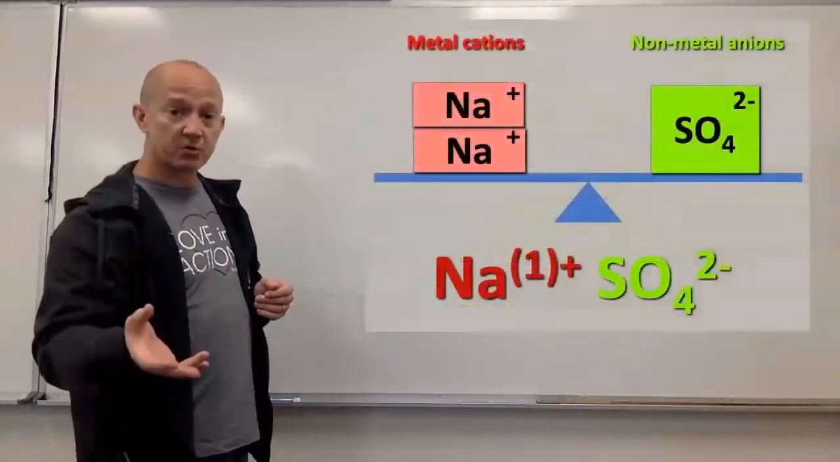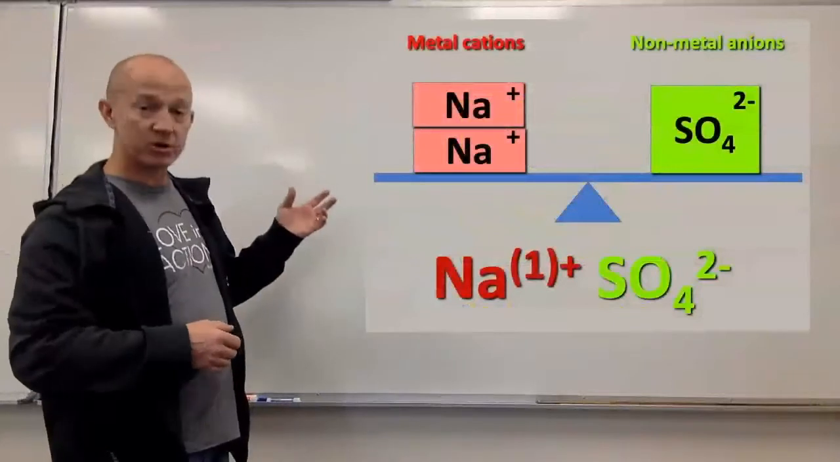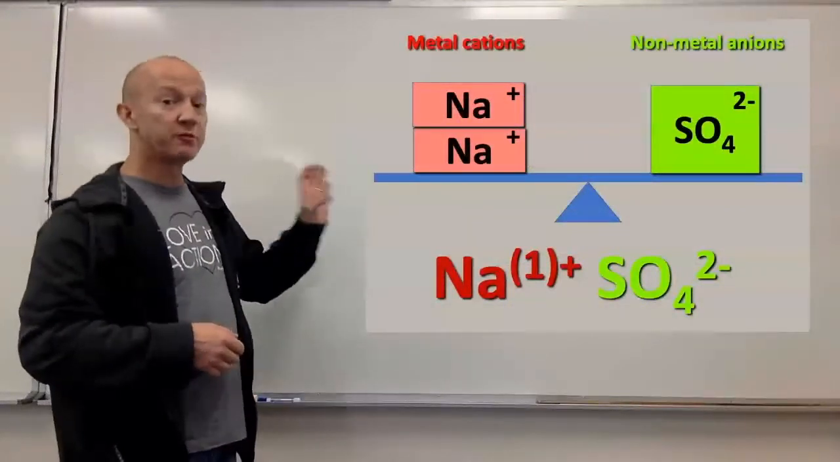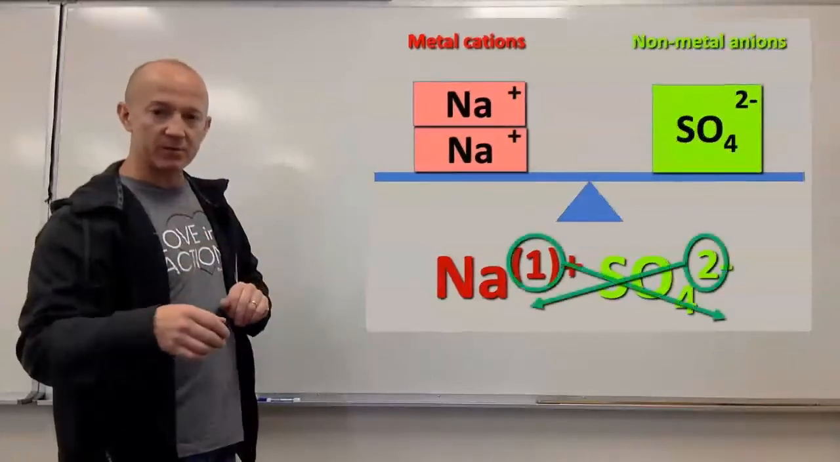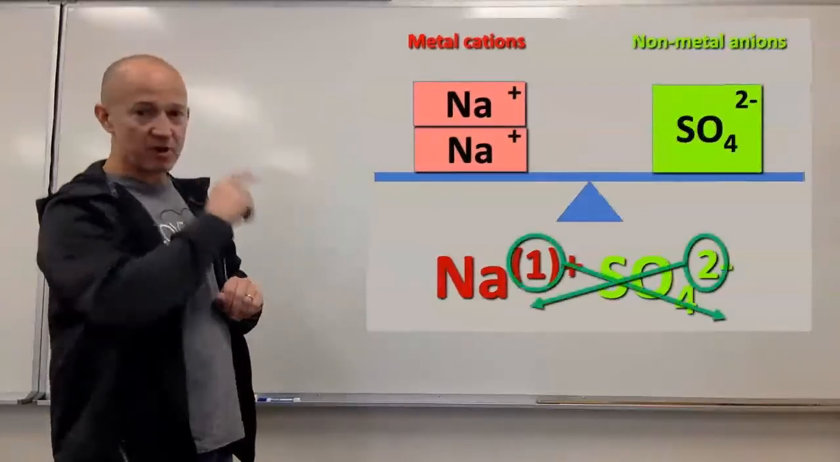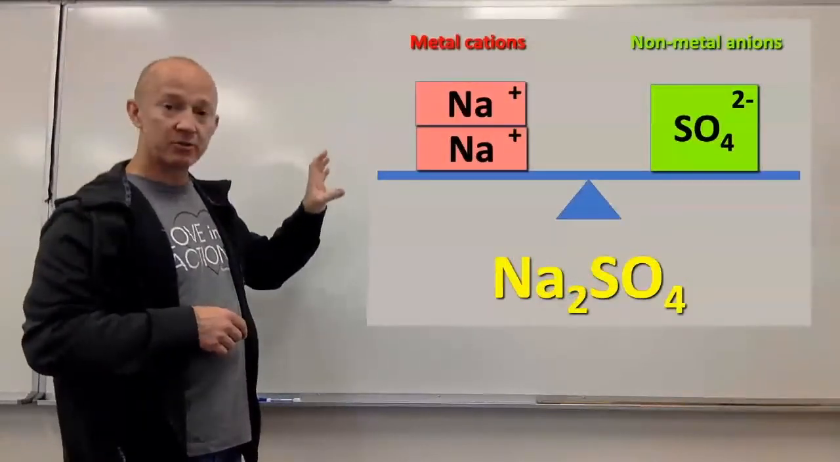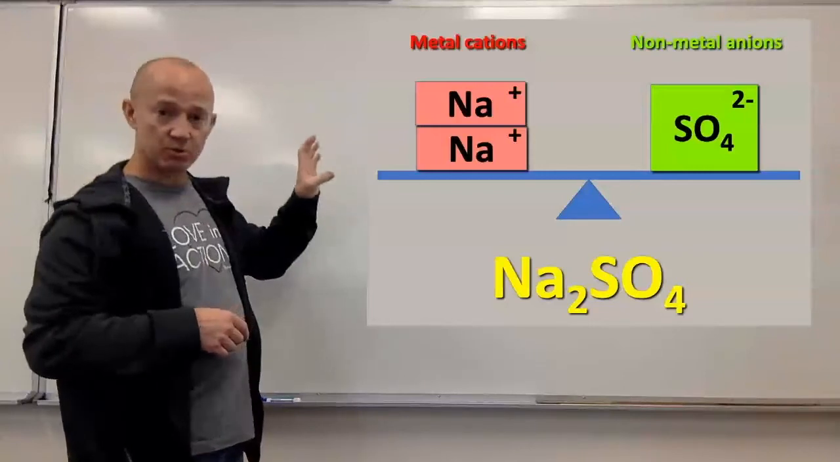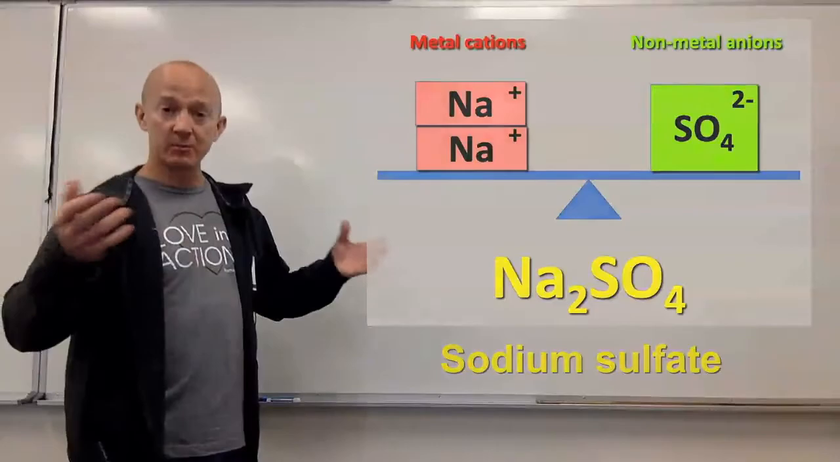Let's take the sulfate group and pair it with sodium ions. Sodium has a +1 charge, and the sulfate group has a -2 charge. In the same way we did before, we'll swap and drop, and we get 2 sodiums and 1 sulfate group, Na2SO4, and we call it sodium sulfate.